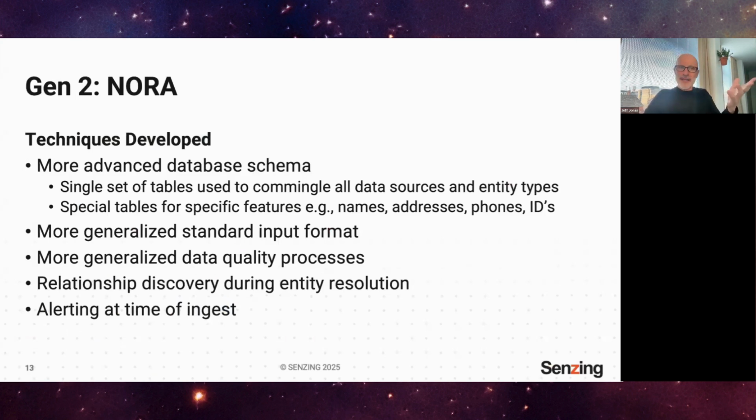We ended up with, in this Gen 2, more advanced database schemas, so you could combine more and more data sets without any schema change. We put names in a table, addresses in a table, phones in a table, IDs in a table, and so you could have an array of anything, unlimited numbers of IDs or phones, addresses, dates of birth. We generalized our input format a bit. We improved our data quality processes.